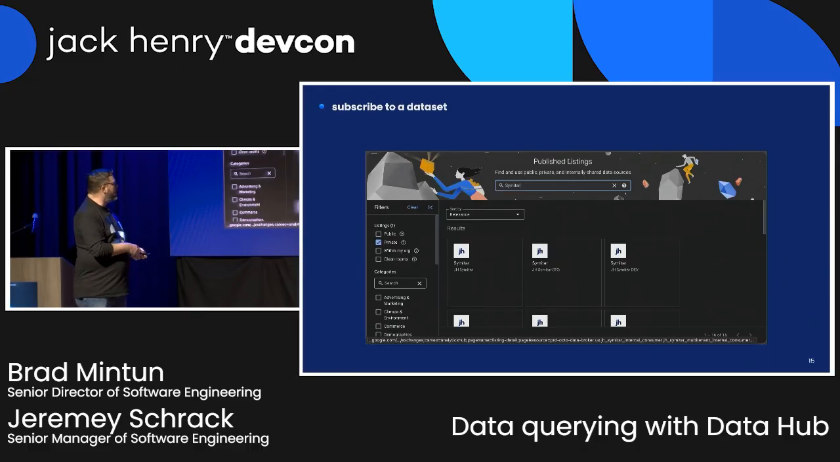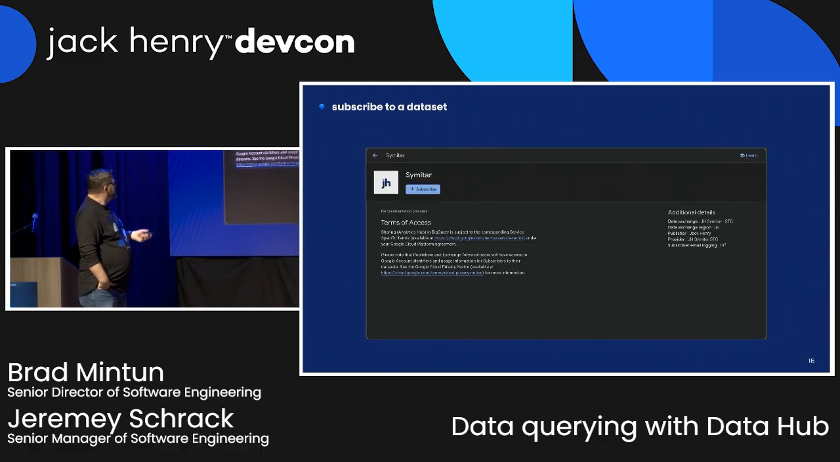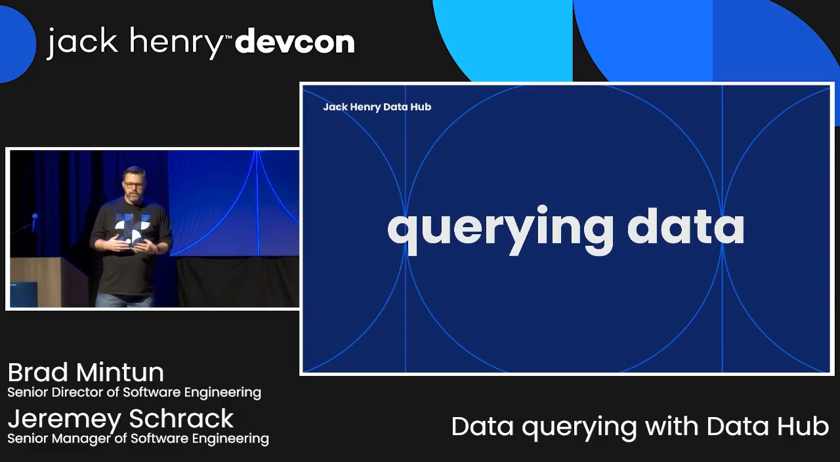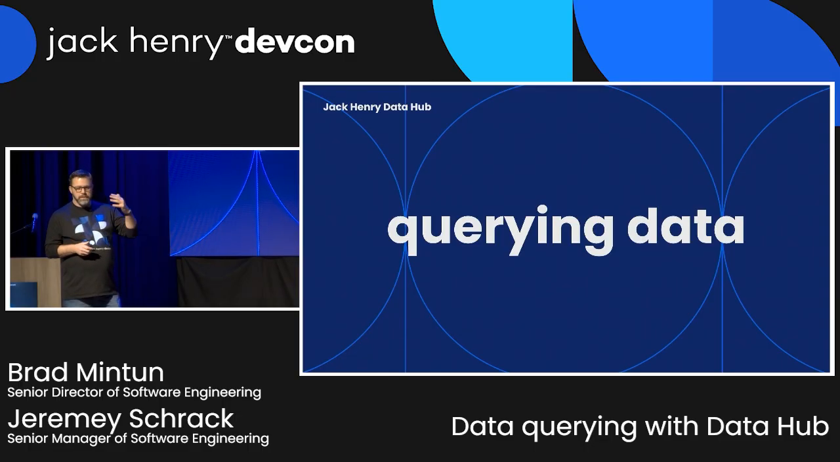You click the one that you want. In this case, we wanted the Scimitar data set. You click the link to open it, and then click the subscribe button. The last thing you do is within your project, maybe you want to give that a name that's different from what we're sharing it as. That allows you to define that, and then also specify the project within your GCP environment that you want that saved to. And that's it. And then you go into the Data Hub Studio, expand your data sets, and there it is.